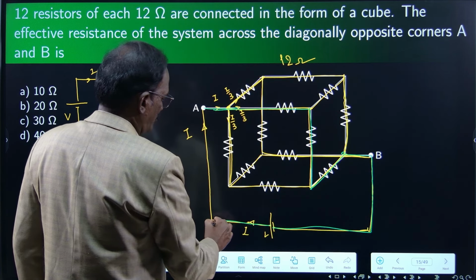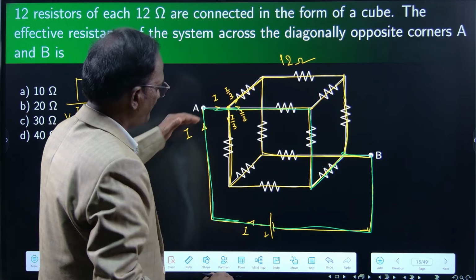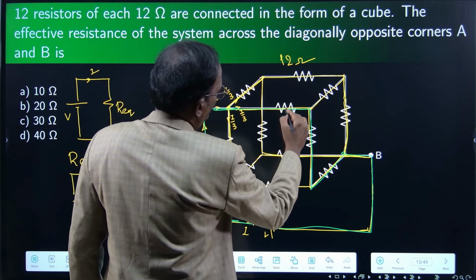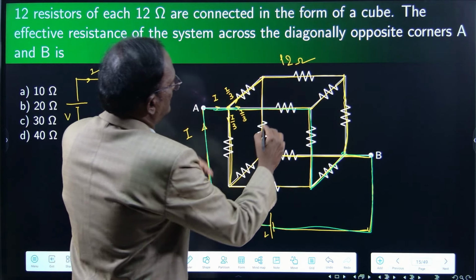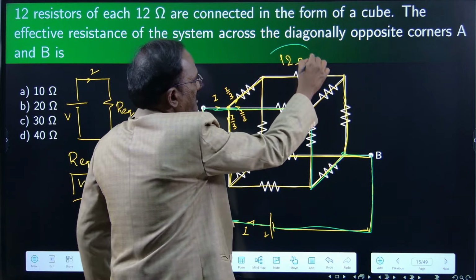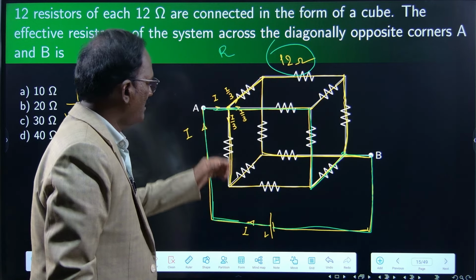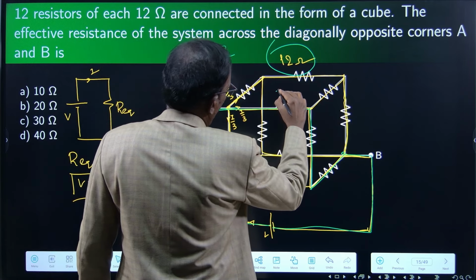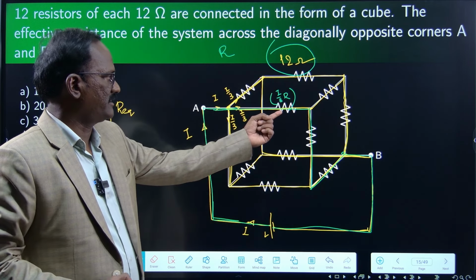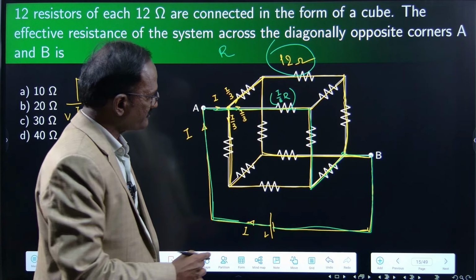This circuit I am going to trace. I by 3 is the current here. Then the drop will be of equal value. Let us say this is R ohms. Finally, let us substitute R is equal to 12. First assume R. I by 3 into R, that is the drop here. Ohm's law, IR: I by 3 into R.